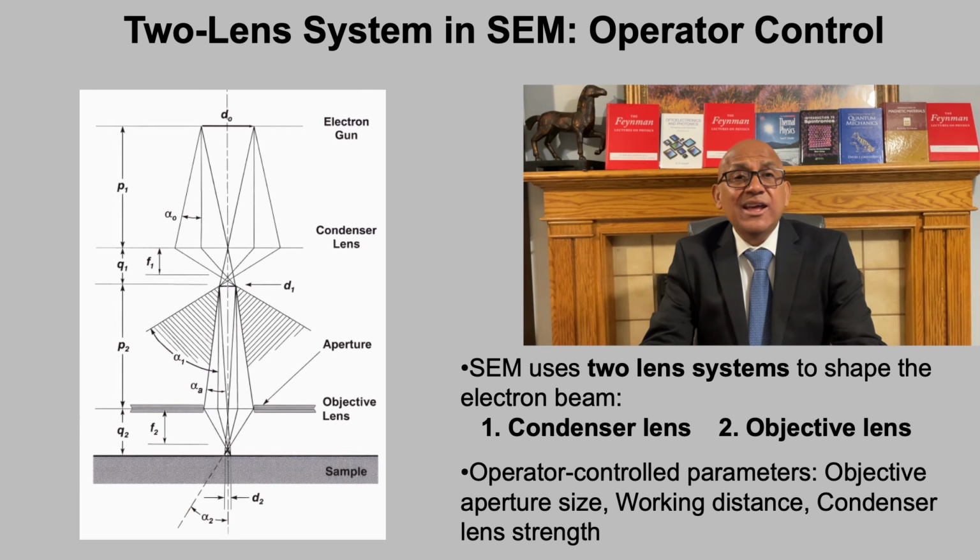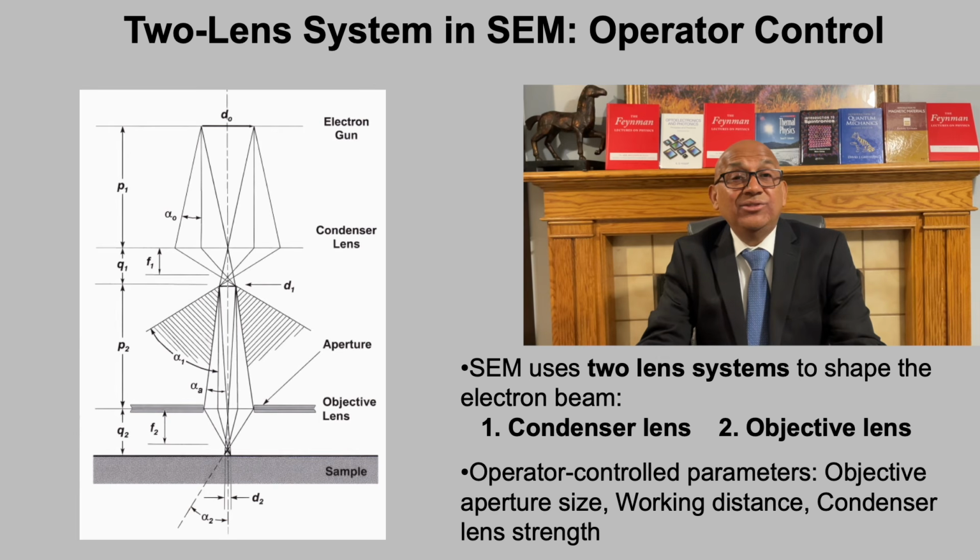Second, the objective lens performs the final focusing onto the specimen. This is the lens that directly determines the working distance geometry and strongly affects the final probe shape at the sample. Now, as an operator, you don't directly tune spherical aberration or diffraction as separate knobs. Instead, you control parameters that indirectly change the angular spread and focusing geometry, and therefore change how strongly these limits show up in the final probe.